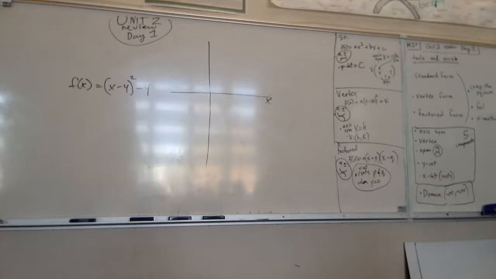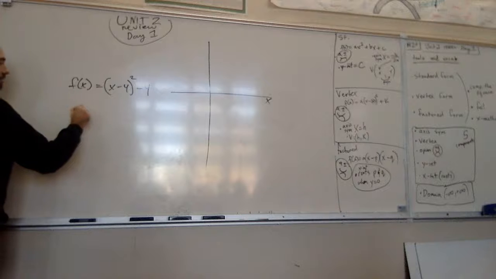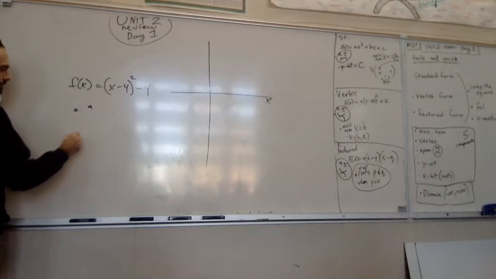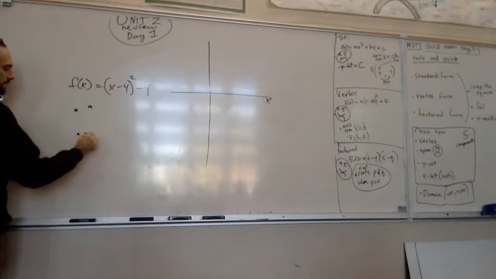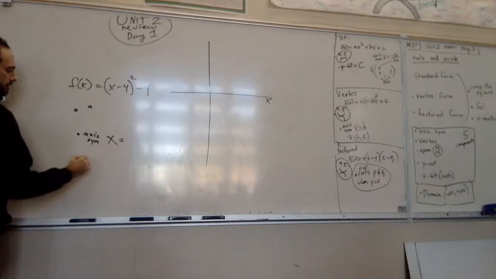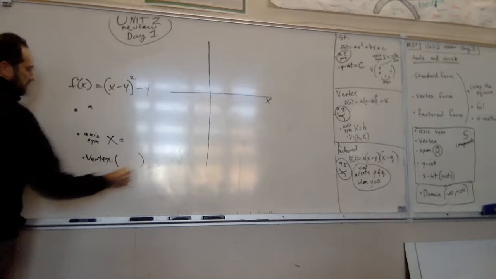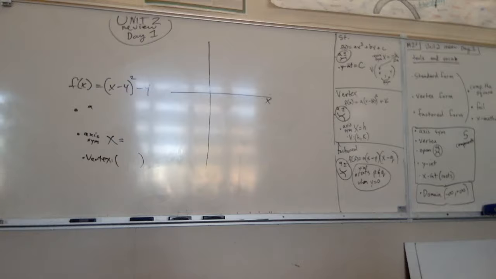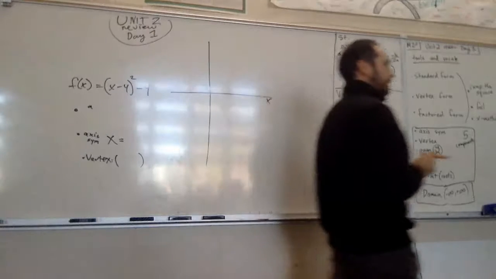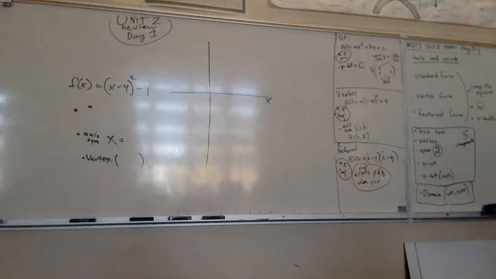Just to get 3 parts here. We're finding a, find the axis, find the vertex. Alright, once you're done, check with your neighbor.